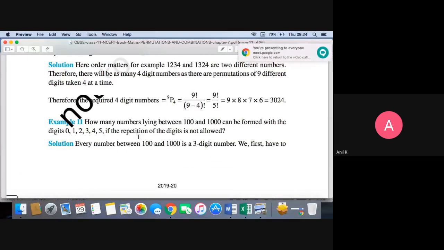Next one is, how many numbers lying between 100 and 1000 can be formed with the digits 0, 1, 2, 3, 4, 5 if the repetition of the digits is not allowed? That means you have to make 3-digit numbers excluding 100. So how many numbers you can make by using 0, 1, 2, 3, 4, 5 where repetition is not allowed?